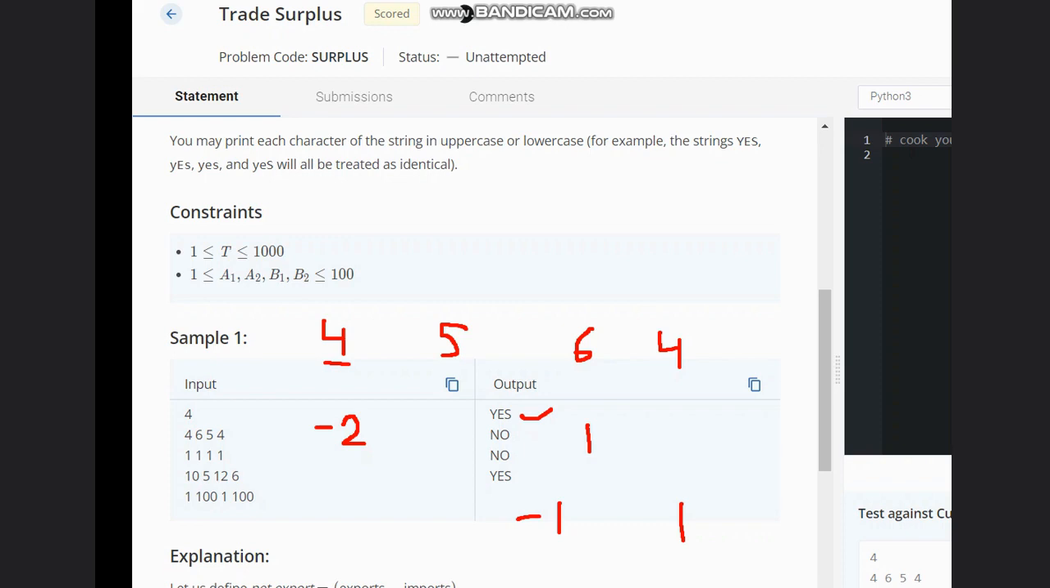Now if we look at another example, we have all 1. So if we see, the net would come out to be 0 here, and hence the combined export of C is 0, so we output no.